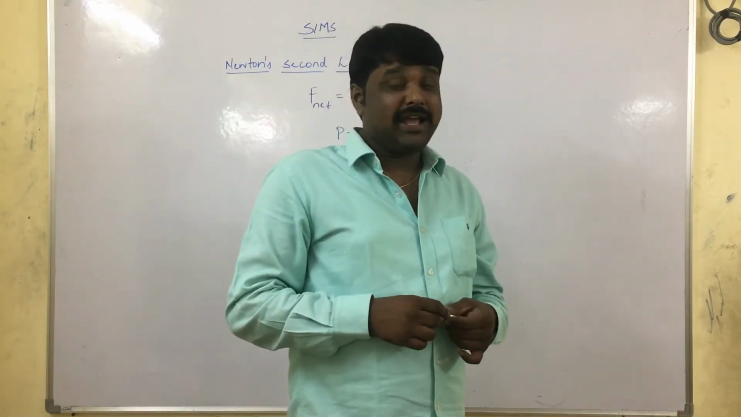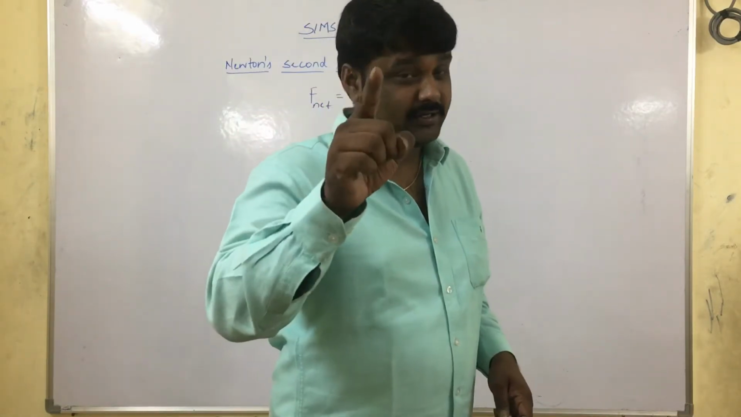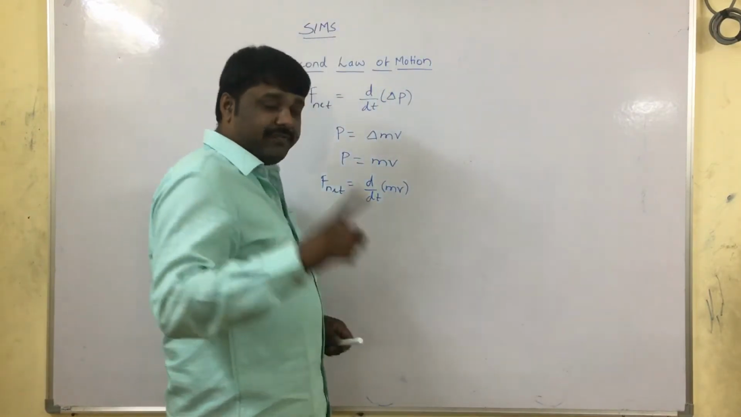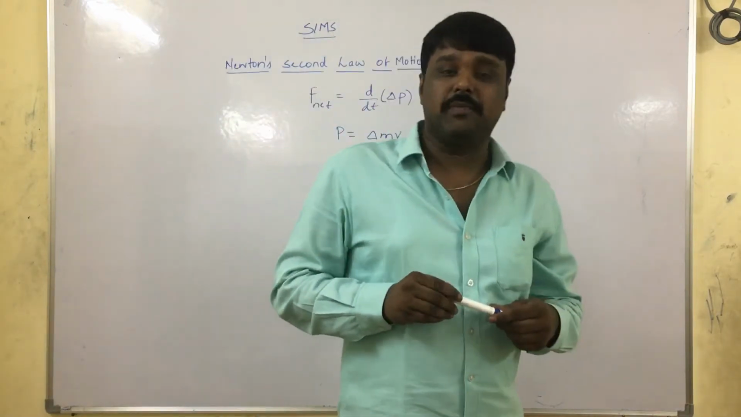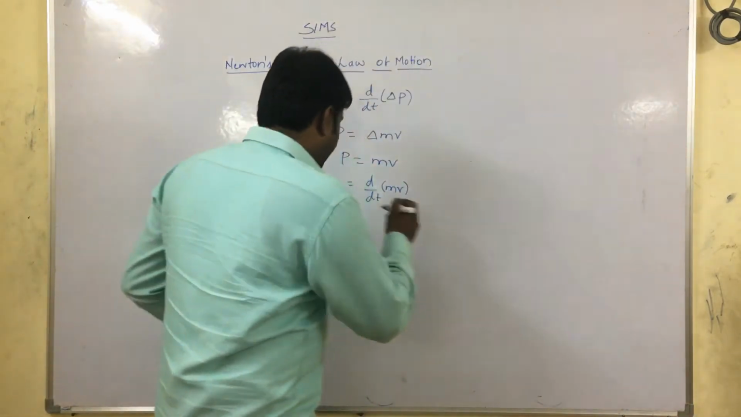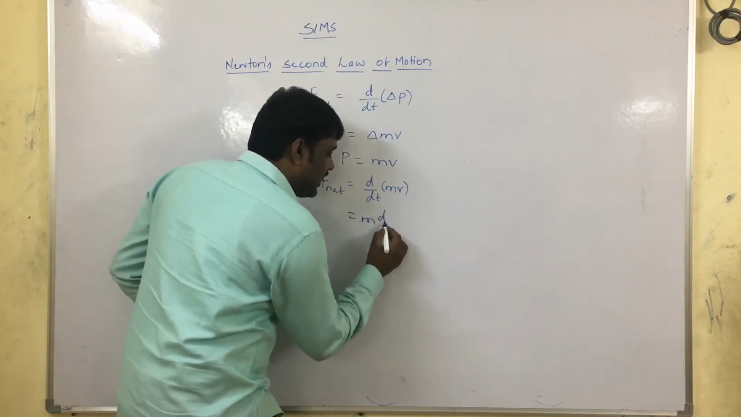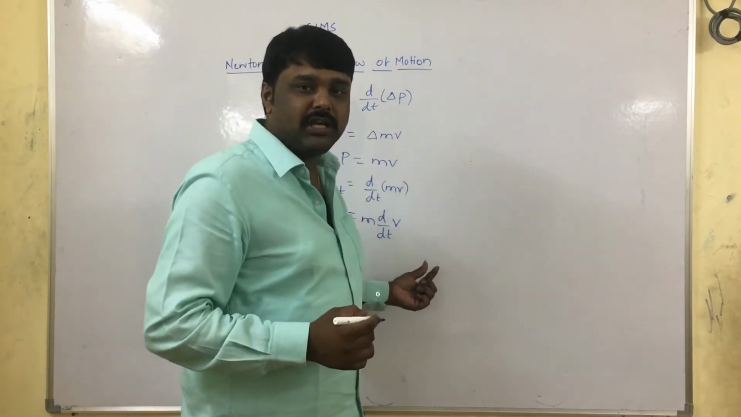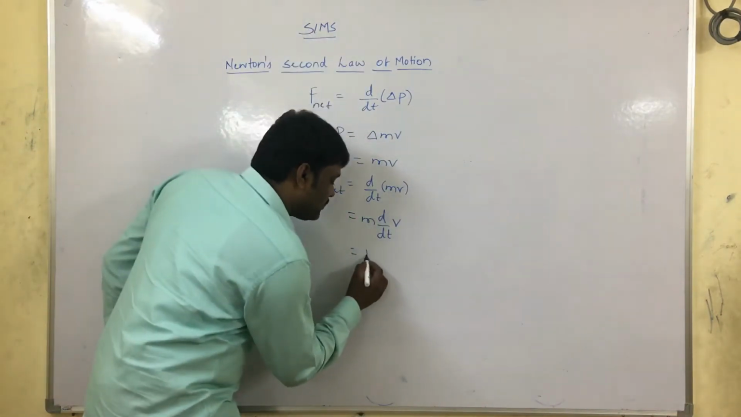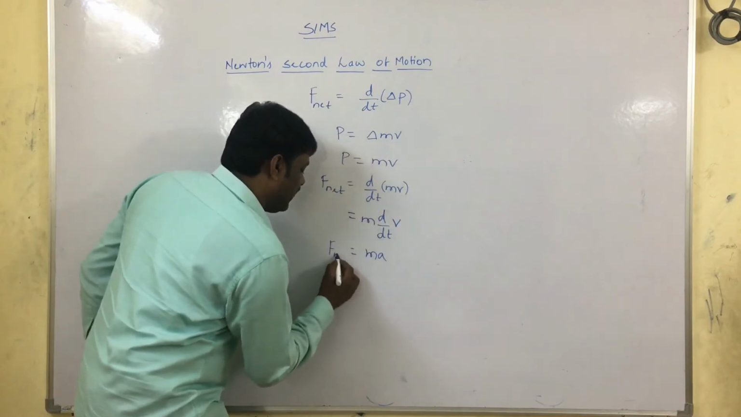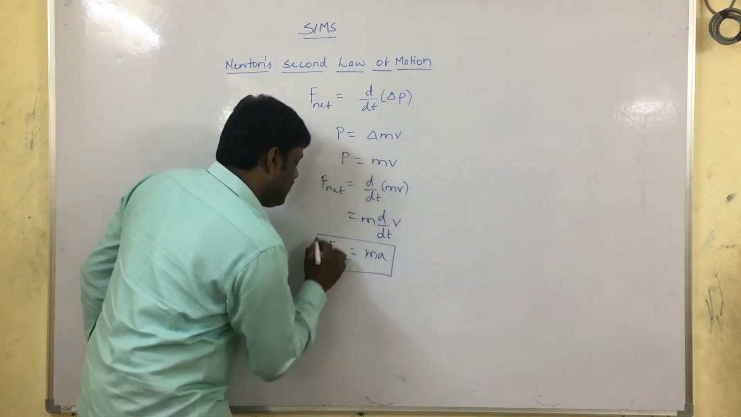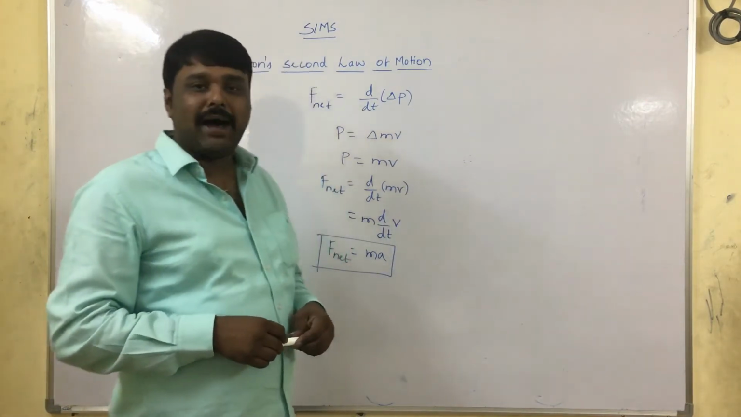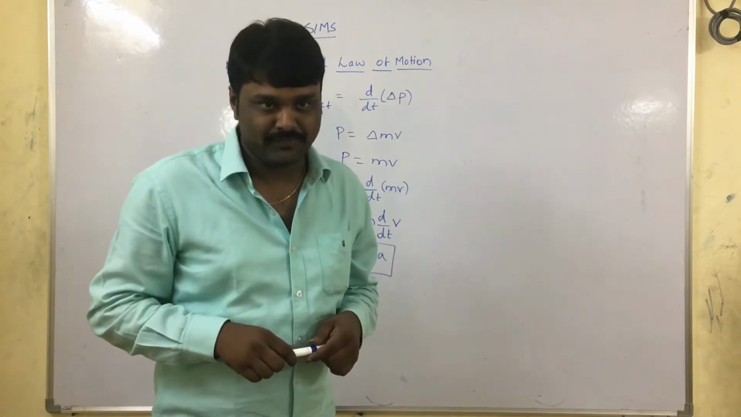Here we come across three cases that you never see in other classes. Frankly, I am telling you people. In the first case, let us say the mass remains constant. That is, we can take this m outside, then it is m d by dt of v. The rate of change of velocity is called acceleration. Hence F net equals ma. That means the net force acting on an object is equal to the product of mass and its acceleration.